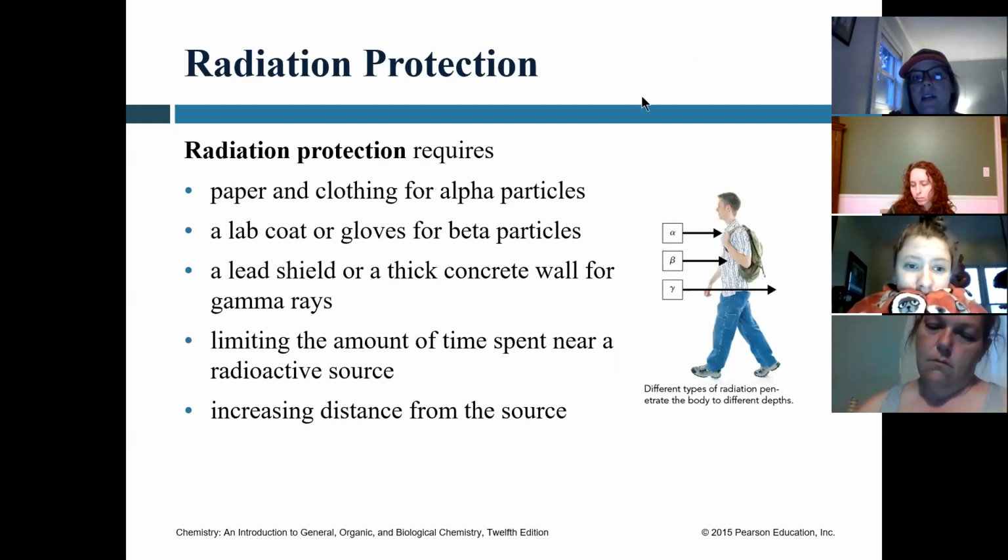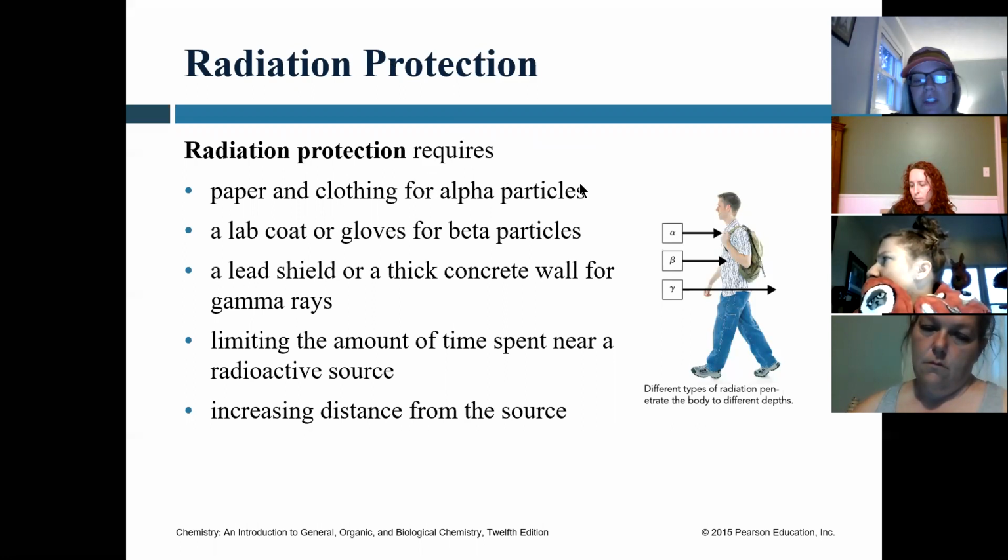So how do we protect ourselves from different types of radiation? Alpha particles, again, those are the helium atoms. Those are the clunkiest. Usually paper and clothing can stop alpha particles. Okay, so unless you're digesting the alpha particles, eating them in some sort of liquid, you can protect yourself with a heavy shirt.